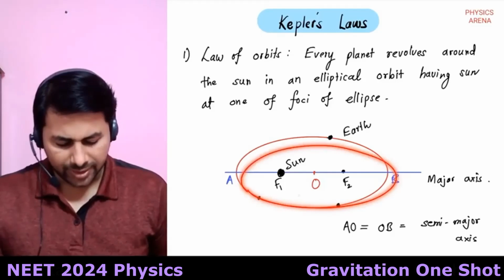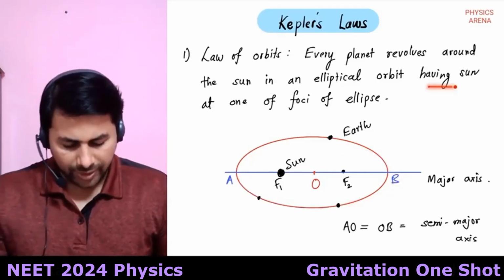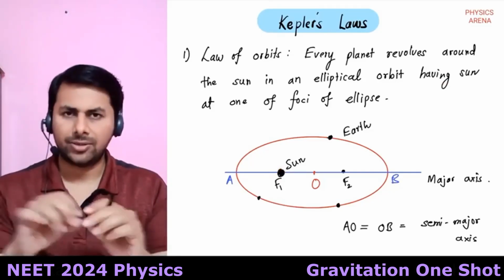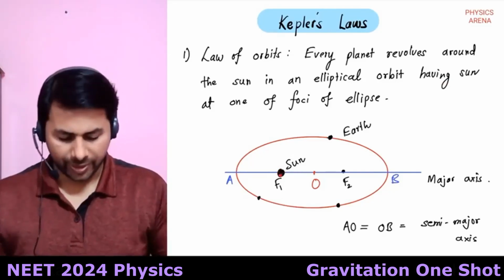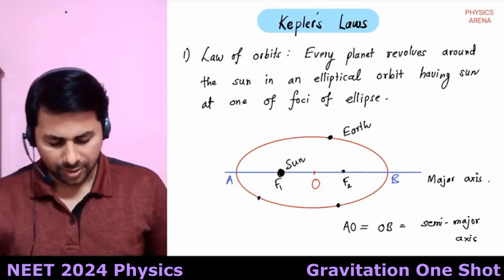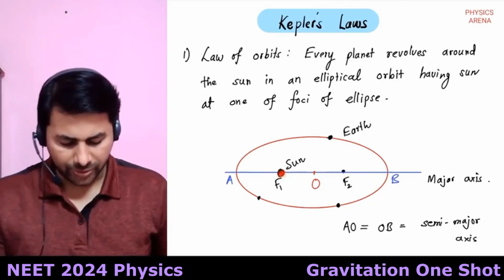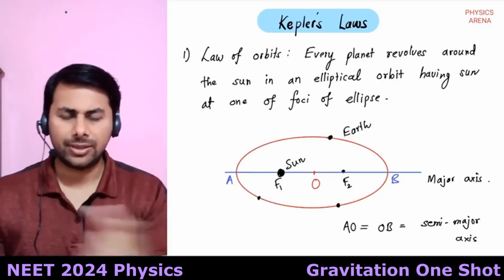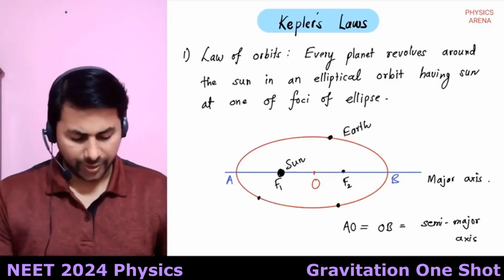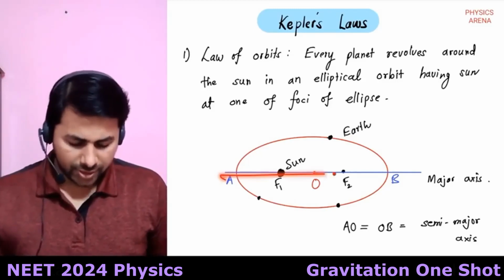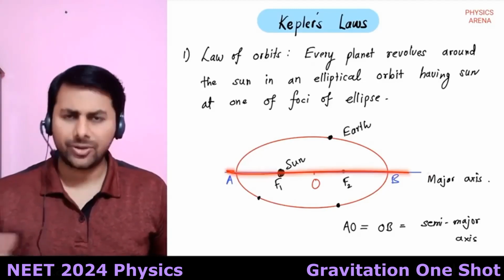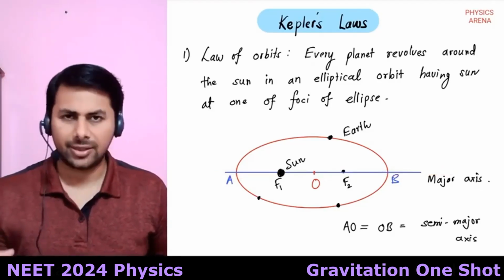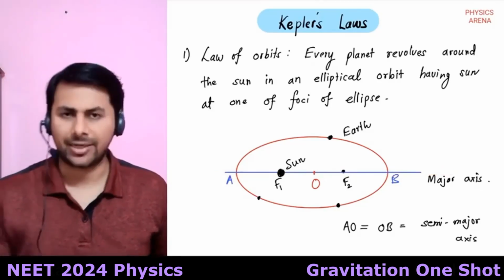Okay, so like this, having the sun at one of the foci of the ellipse. As we know, an ellipse has two foci, f1 and f2. So the sun is at one of the foci, and earth and all other planets revolve in an elliptical orbit. Now this ellipse has got two axes. This one is known as the major axis, and there is one more which is known as the minor axis.